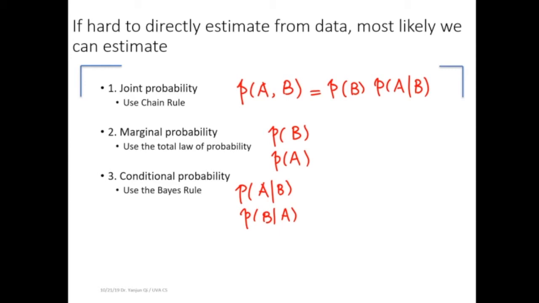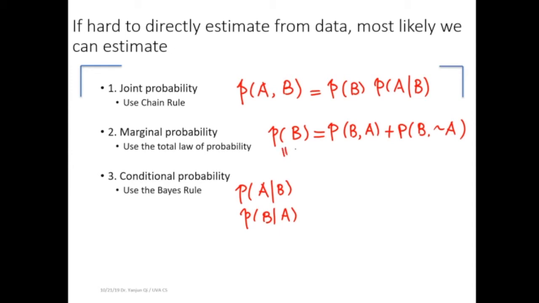Then let's look at the marginal probability. We normally use P(B and A) plus P(B and not A). If directly estimating P(B) is hard, I'm going to make use of what is called the total law of probability. If you remember, you can even derive this very easily.